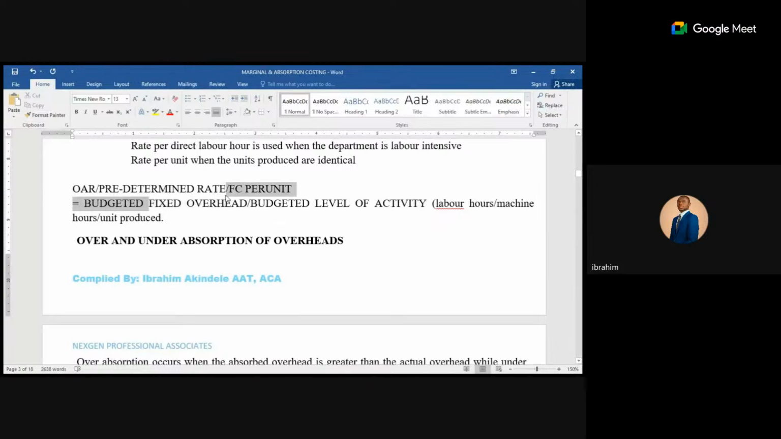Budgeted fixed overhead divided by the what? Budgeted levels of activities. What they actually budgeted that they will produce. That is the budgeted level of activities. Class, budgeted fixed overhead divided by the budgeted levels of activities will give you your OAR. What you say you will produce may be units produced or machine hours. They may say, okay, they want to work for 150 hours this year. That is the budgeted level of activity. So this is the formula for calculating OAR.